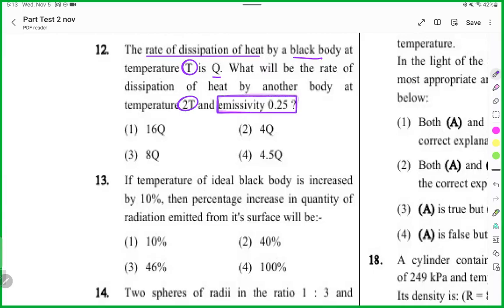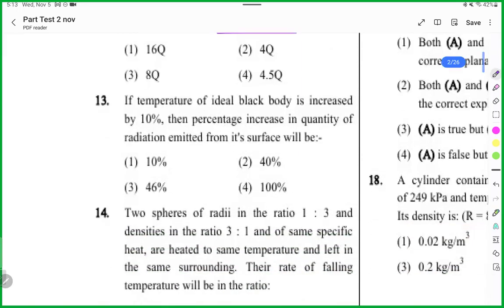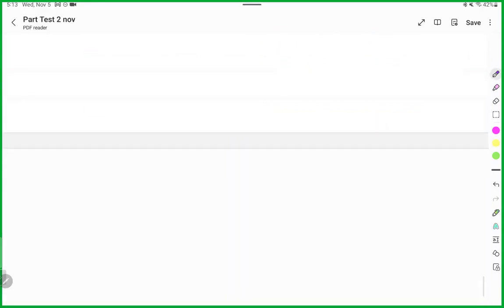So there are two factors. One, black body, temperature T, heat. Second, not a black body, so not ideal condition. Emissivity is 0.25 and temperature is increasing. You should know which formula we should use here. Okay, so, example, question number 12.